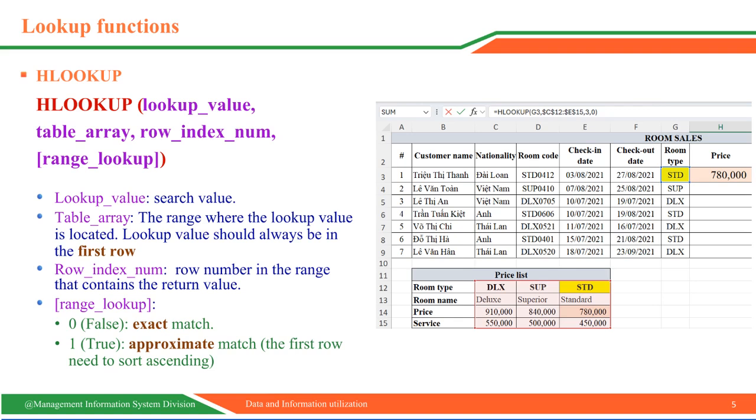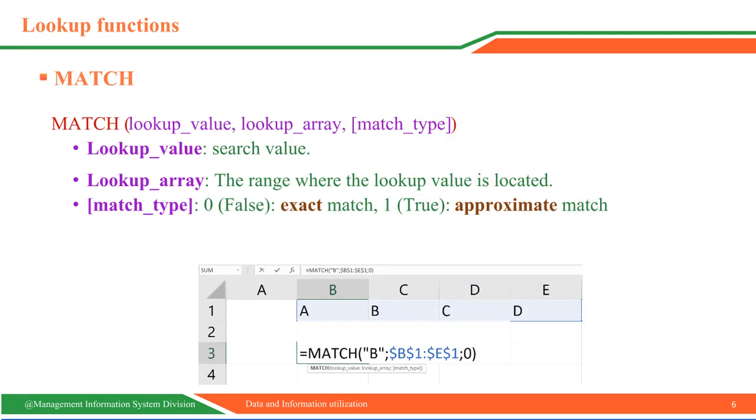Note, when copying the formula for other guests below, make sure to lock the lookup range, table array. The MATCH function does not return a value itself, but rather the position, index number, of a value within a range, either a row or a column. Lookup value, the value to search for.